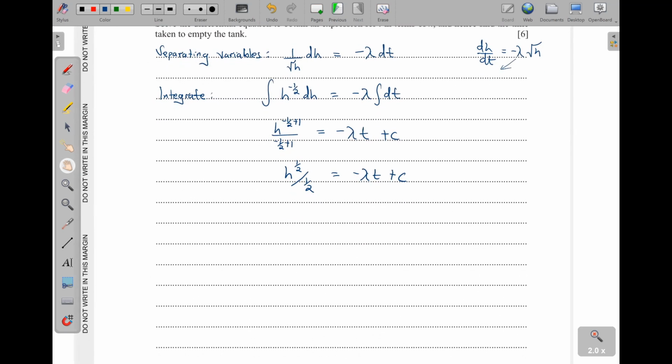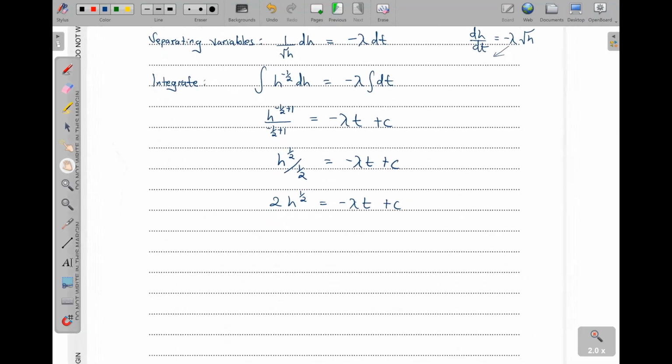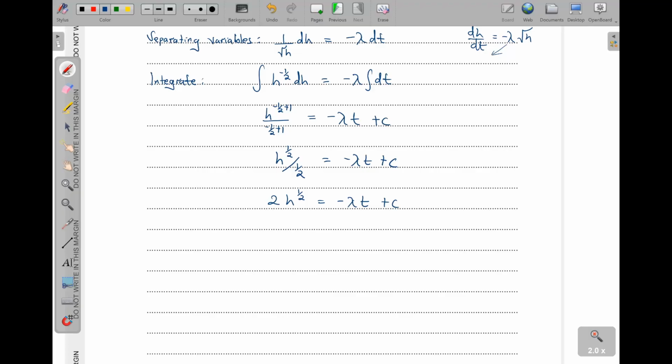And of course, this one will somersault, and then you have 2 h power half, then is equal to negative lambda t plus c. And they said that when t is equal to 0, h was 4. So this helps us to find the value of c. T is 0, h is equal to 4. So you have 2 times 4 power half, then is equal to lambda here, this one will be 0, then plus c. Now square root of 4 is 2, then 2 times 2 is 4. So meaning now we have 2h power half, which is equal to negative lambda t, and then plus 4.